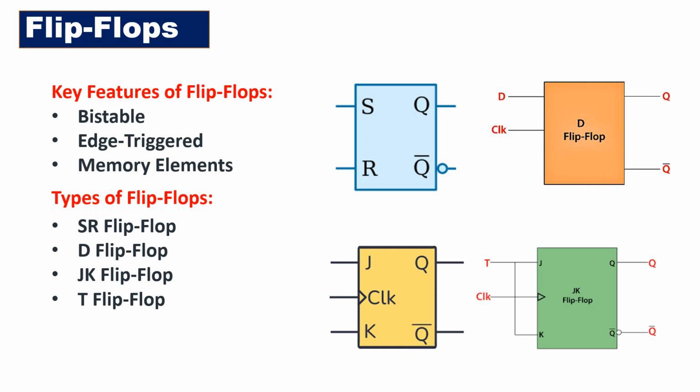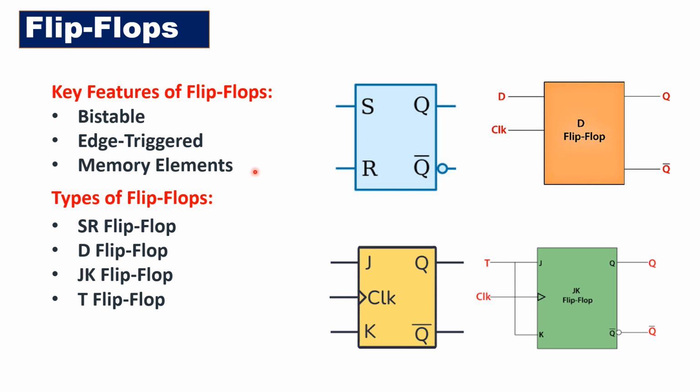They are bistable devices, meaning they have two stable states, 0 or 1, and can store a single bit of binary information. Some of the key features of flip-flops are: it is bistable. Flip-flops can maintain a stable state, either 0 or 1, until an input signal forces a change. Flip-flops change states based on clock signals, typically during transitions, rising or falling edges of the clock.